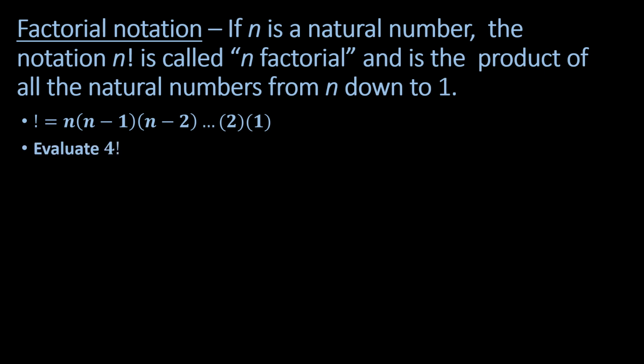So 4 factorial, we're going to take 4 times all the numbers before it. So times 3 times 2 times 1. Okay, so 4 times 3 is 12. 12 times 2 is 24. 24 times 1 is 24. Okay, so anytime you see 4 exclamation point, that's 4 factorial, and you're doing 4 times 3 times 2 times 1.